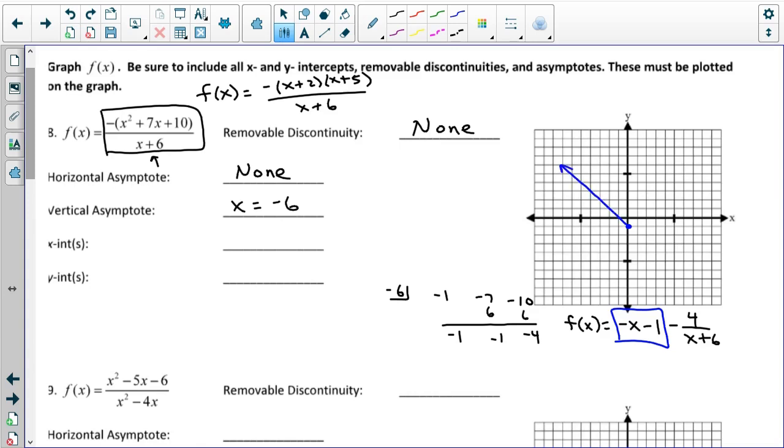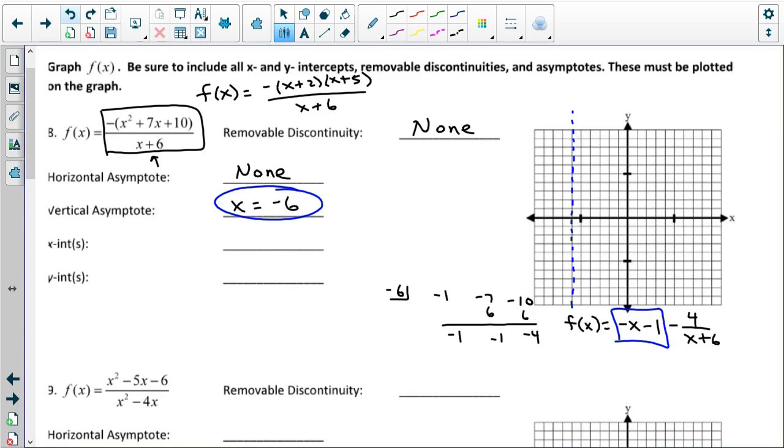this graph. If I zoomed out forever, it would just look like a line with slope negative 1 and y-intercept negative 1. That's not what the graph actually looks like as we zoom in on the area around negative 6 for x. But as we zoom out, and I'll show you on Desmos, as we zoom out, it really looks like negative x minus 1.